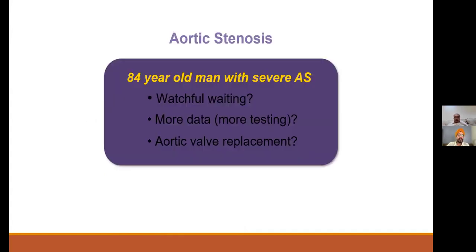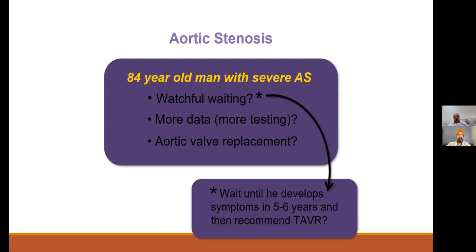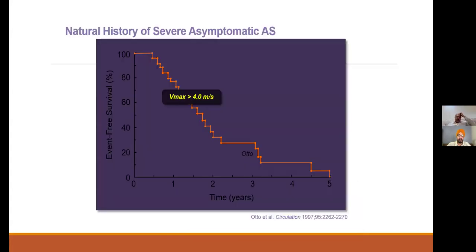Now, what do you do? Do you do watchful waiting, or do you want more data, or do you do a direct aortic valve replacement? Wait, let him cross 90 years, let him develop symptoms, and then do a TAVR, or wait and do something else. So this is some data from Otto, where they said that the moment you get a Vmax of more than 4, the survival starts truncating. Very interesting.